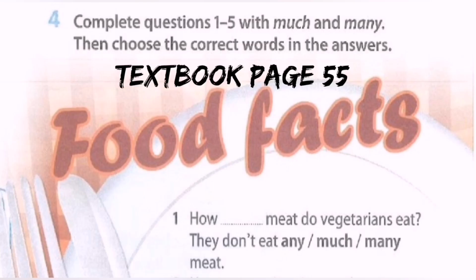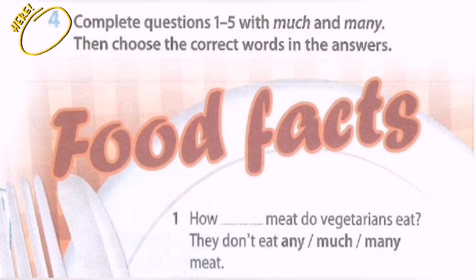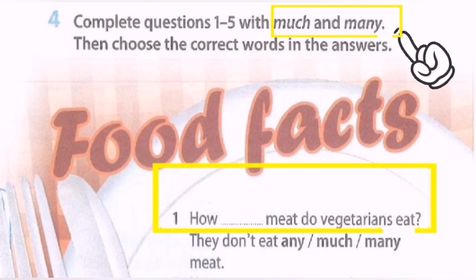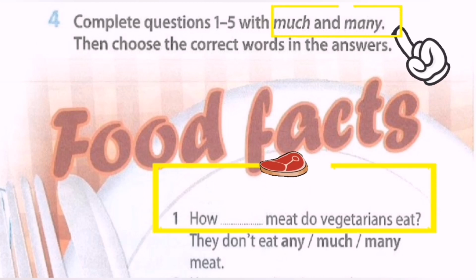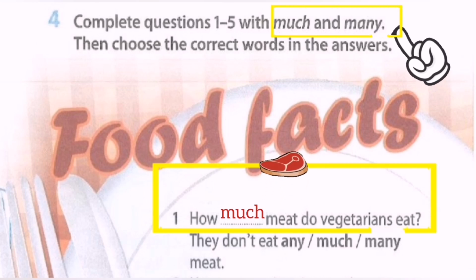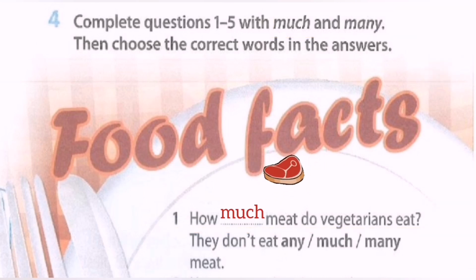Textbooks page 55. Exercise 4. Complete questions 1 to 5 with much and many, then choose the correct words in the answers. Before you start, let me show you one example. For the questions, you need to choose either the answer is much or many. Let's look at question 1. Meat is uncountable. So the answer is how much? How much meat do vegetarians eat?